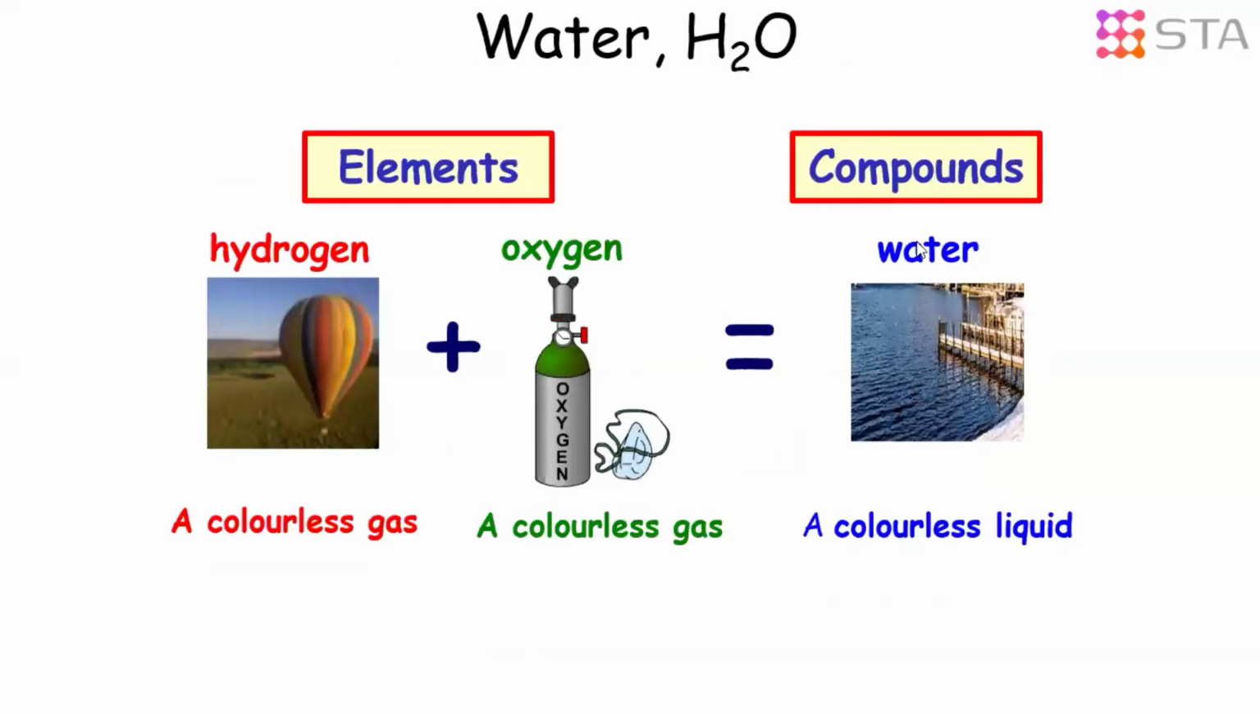When we make water, which is a compound, from the elements hydrogen and oxygen, again, the properties of the compound produced, water, are going to be very different to the properties of the elements that the water has come from. So here you can see hydrogen and oxygen are both colorless gases, very reactive, and they produce this liquid that is quite unreactive and stable.